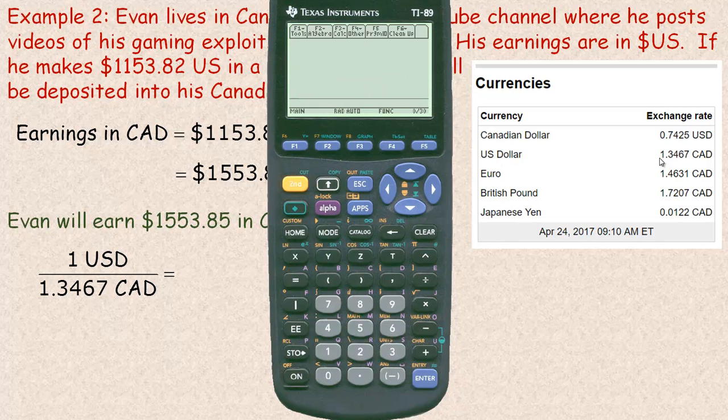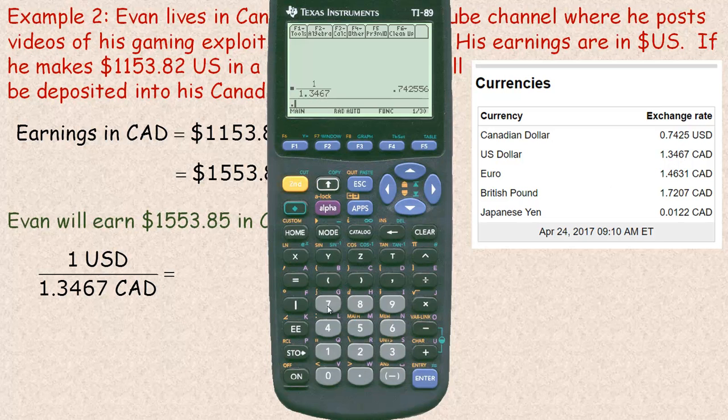If they say that a US dollar is worth 1.3467 Canadian dollars, if you take what's called the reciprocal of that, so 1 divided by 1.3467, then that's where the 0.7425 comes from. Now it would actually round to 6, so it's just a bit of rounding. That's the reason the fourth decimal is off a little bit. But you see, these two numbers are said to be reciprocals of one another.